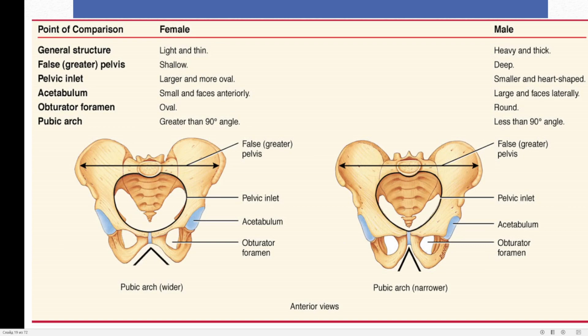Pubic arch, it's a very important moment. In female pelvis it is greater than a 90-degree angle, and in male pelvis it's less than a 90-degree angle. Later I show why it's an important moment. You see that the pubic arch is wider in female pelvis.